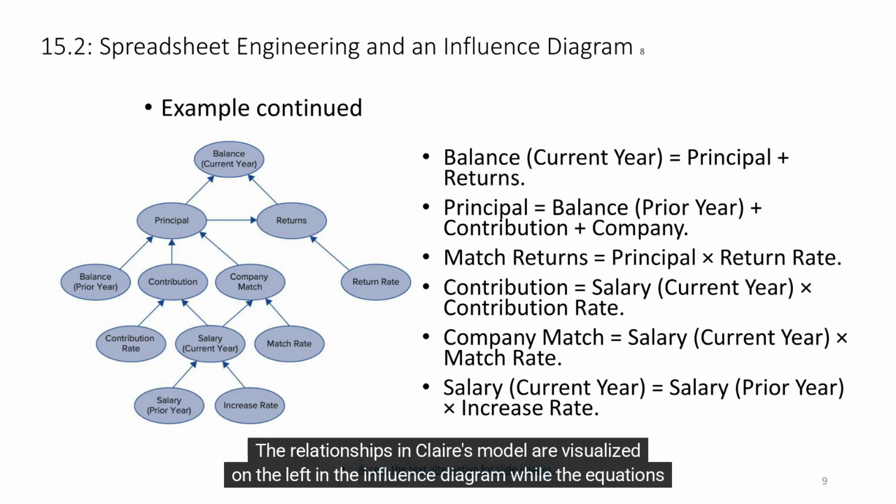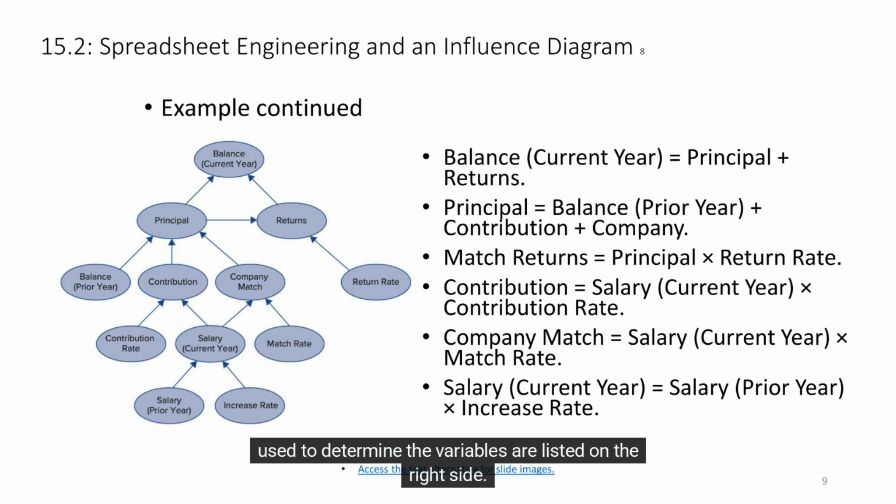The relationships in Claire's model are visualized on the left in the influence diagram, while the equations used to determine the variables are listed on the right side. These formulas link all inputs to the final output, ensuring accurate calculations.